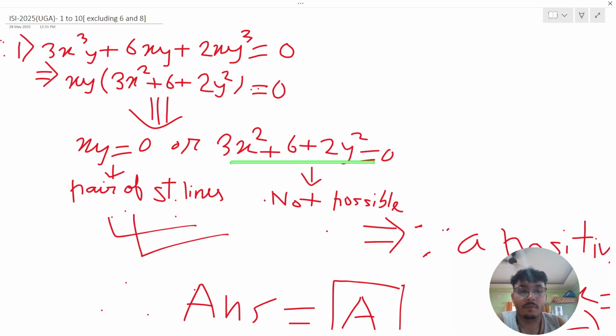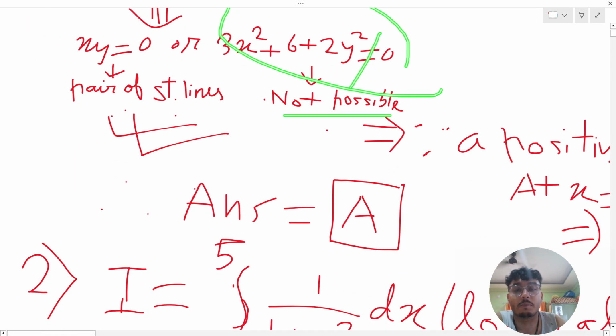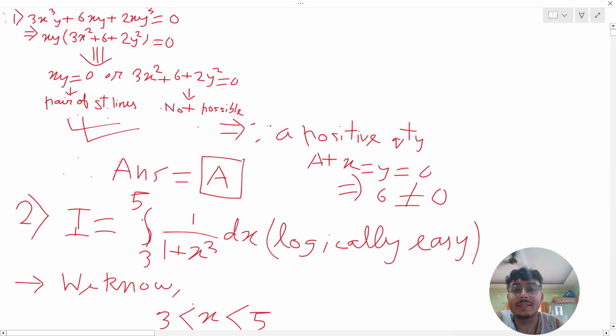Now if we look at this logically, this can never be equal to 0. Why? My x square, being a positive term, has to be greater than or equal to 0. Y square, again being a positive term, has to be greater than or equal to 0. We are left with only 6, and 6 can never be equal to 0. Hence, this total thing can never be equal to 0. Therefore, this case is not possible. We are left with only one case, which is xy equals 0. That means my answer should be a pair of straight lines.